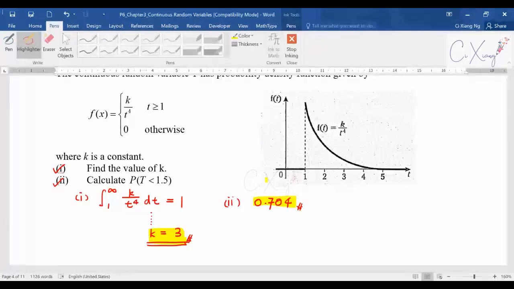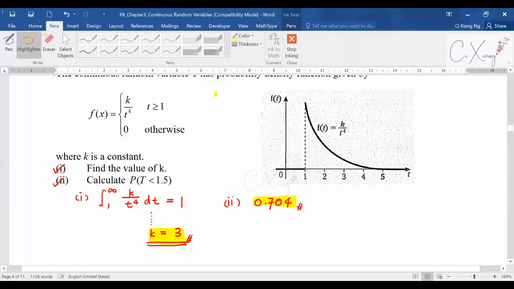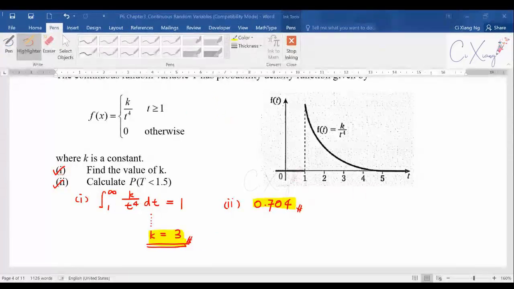Okay, so for the next video, we are going to discuss how to use the function to get the median and also the quartiles. Right. So this is what we have for this video.